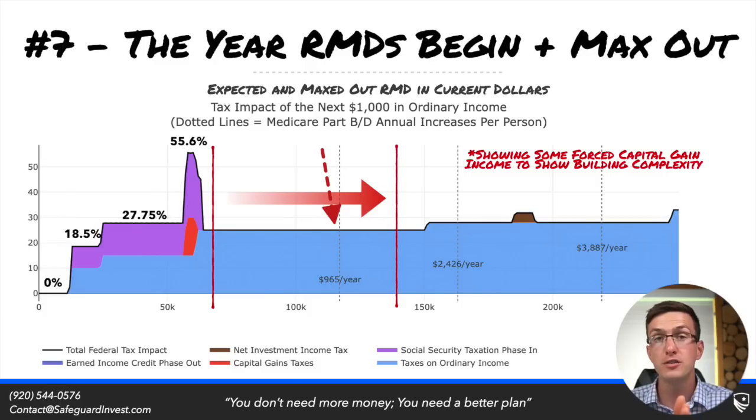For instance, if their first RMD made them fall right in the middle of that Social Security tax torpedo, now decisions get a little bit more difficult, because if they show additional income in the form of a Roth conversion, well, now they'll show additional income in those higher marginal spike zones.